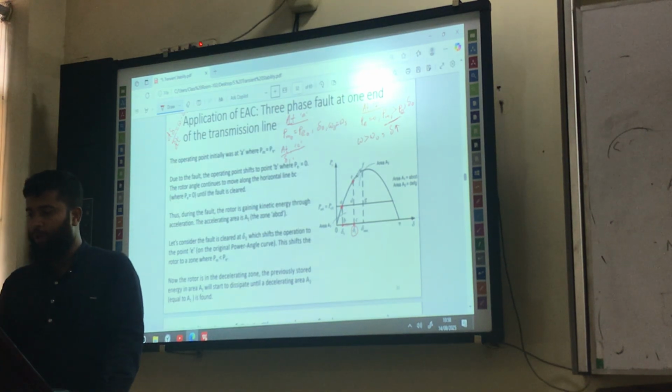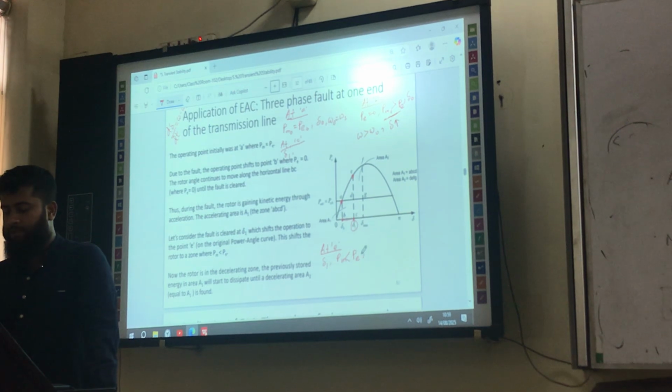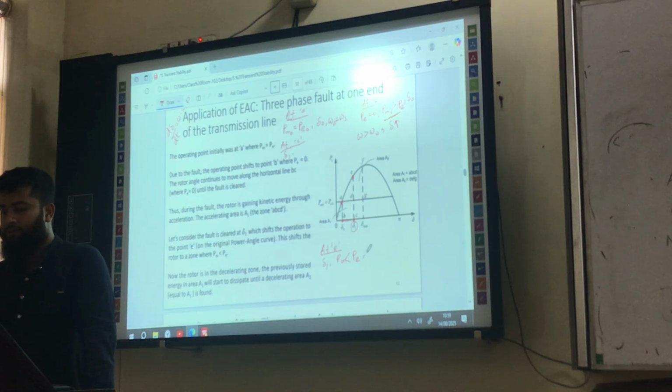Now let's come to point E. At point E, we are still at delta 1. So what is the relationship between Pm and P at point E? P is higher than Pm, right? And that means, what will be the rotor speed? It will decrease, right? It will decrease because there will be deceleration.